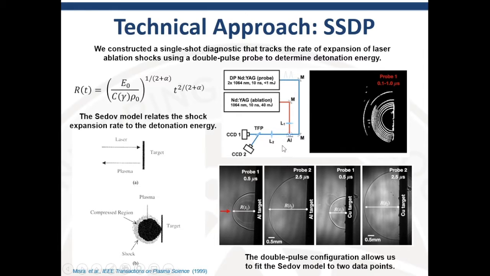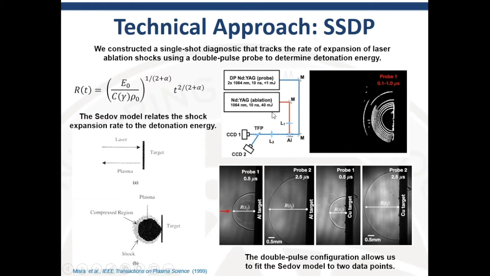Our setup can be seen here with our aluminum target, a mirror, our focusing lens for the ablation laser, an imaging lens, and a thin film polarizer, which was used to split the 2 cross-polarized probe beams from the double pulse laser.